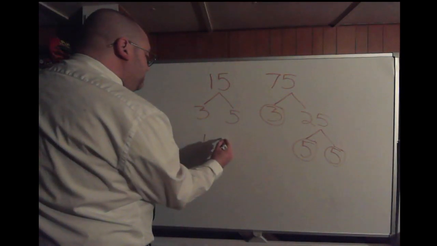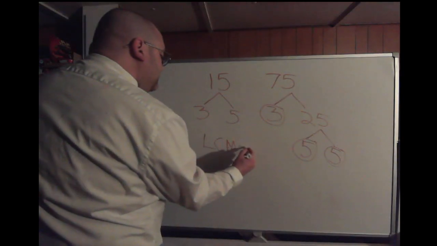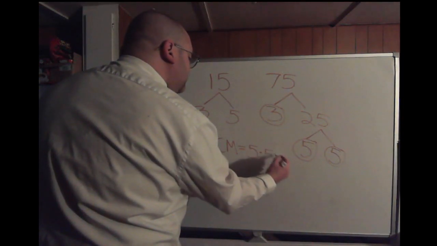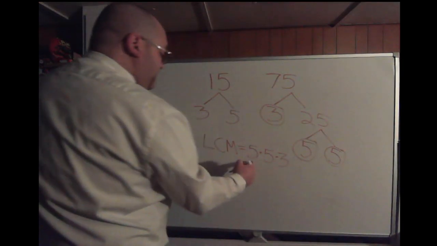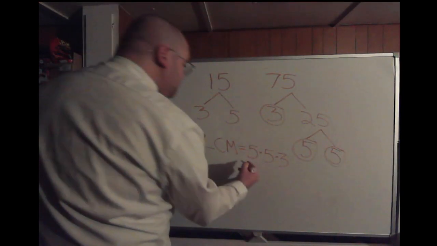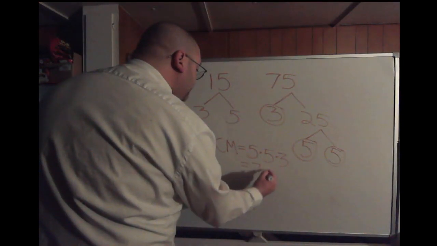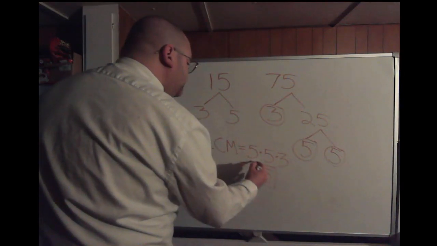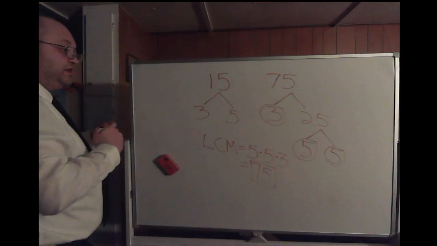So your least common multiple is going to be equal to 5 times 5 times 3. 5 times 5 is 25, times 3 is 75. So the least common multiple of 15 and 75 is going to be 75.